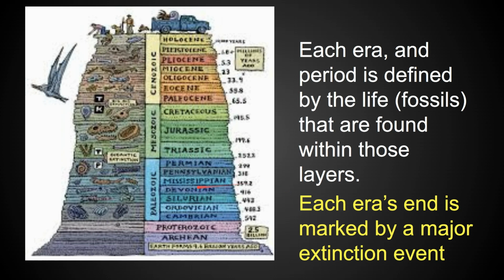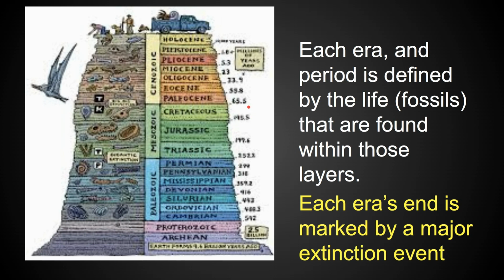So the reason why we separate these is what we see down here in the Paleozoic. A lot of the animals have things in common that we don't see up here in the Mesozoic. In the Mesozoic, a lot of the animals have things in common that we don't see in the Paleozoic, and then the Cenozoic up here. And each one is separated by a major extinction.